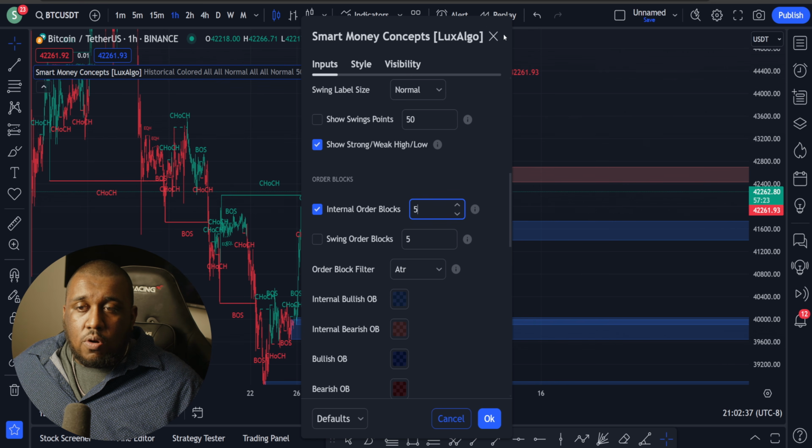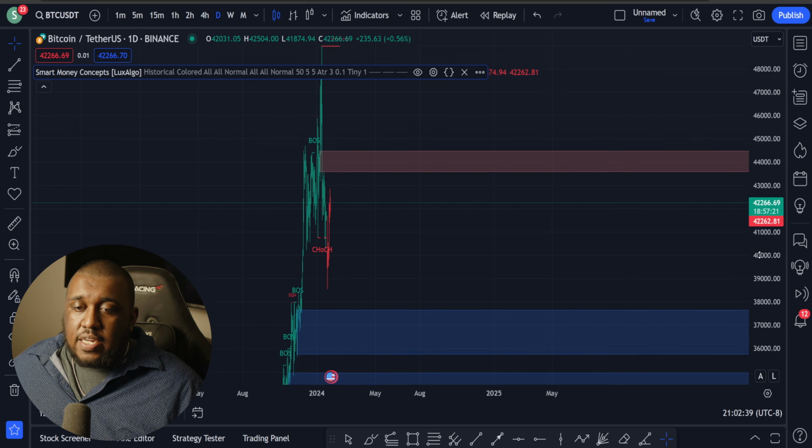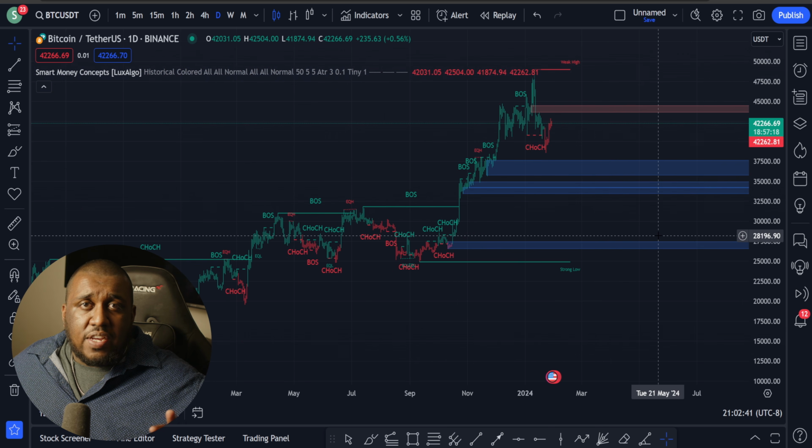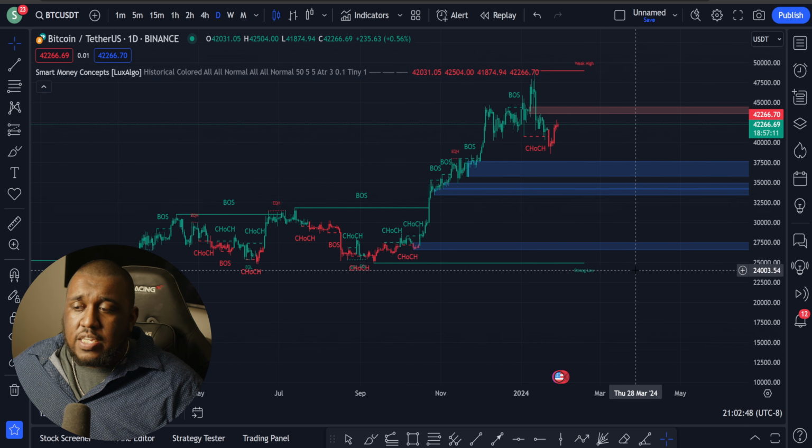Afterwards, you're going to see swing order blocks. For this one, I'm actually going to go back to the daily chart for Bitcoin. And don't worry if you guys are not crypto bros. I'll be doing stocks here in a little bit and Forex just to show you how everything blends together for some really nice results.